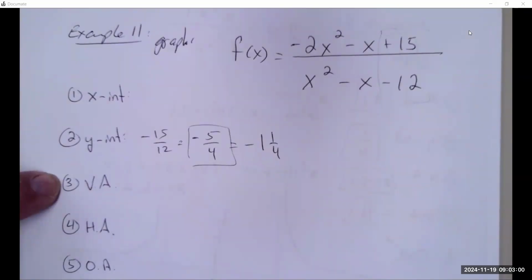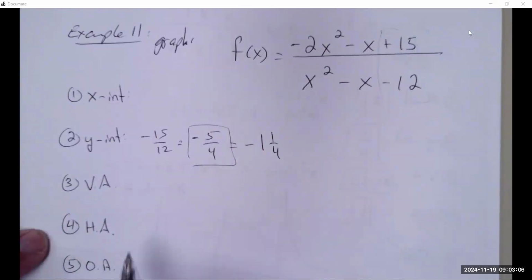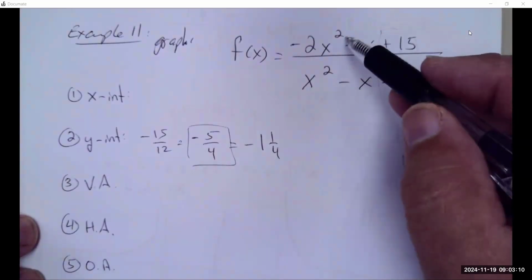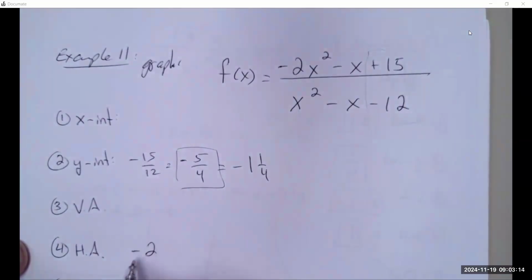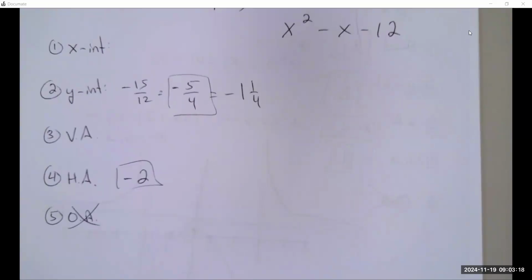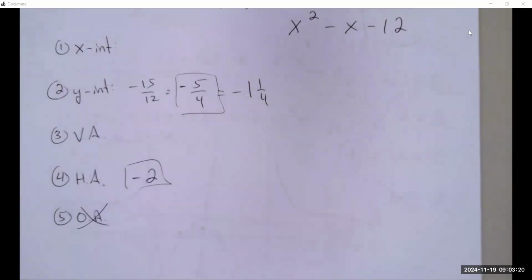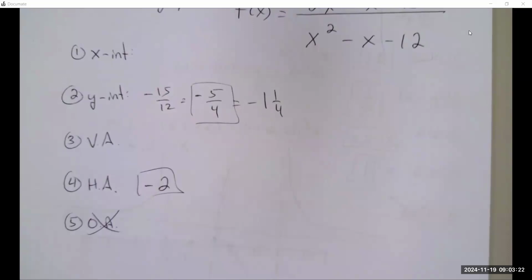Vertical asymptote? No, because we have to look at the bottom and factor it. We have to do some math. Do we have a horizontal or an oblique? Since the degrees are the same, it's the coefficients. It's negative 2, which means we don't have an oblique asymptote. So that's just by looking at it.